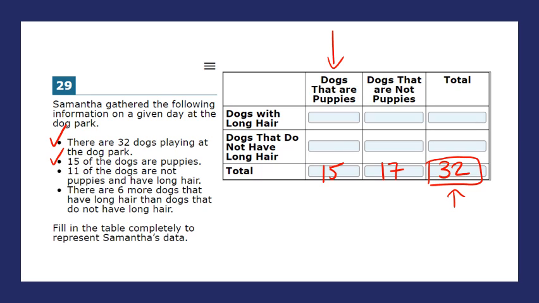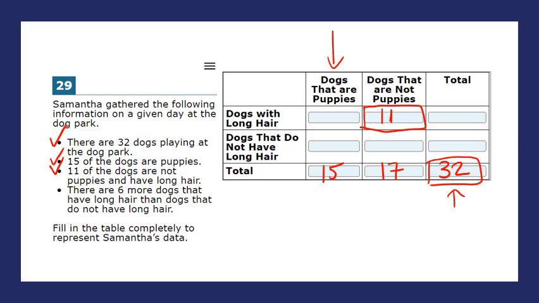The third piece of information is a more specific entry, so it says 11 of the dogs are not puppies and have long hair. So if I'm looking for the piece of the table that represents that, this little box in the table represents dogs that are not puppies and have long hair. So there's exactly 11 of these dogs that fit into this category.